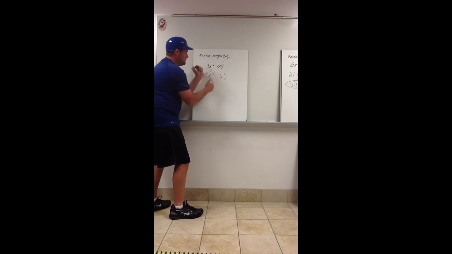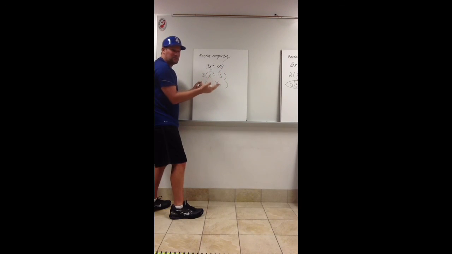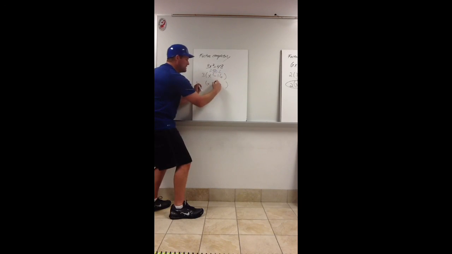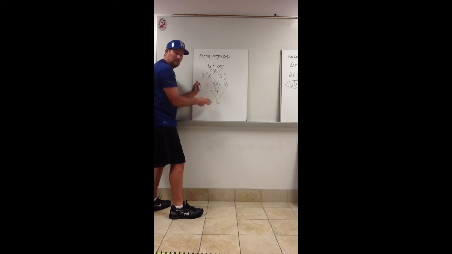First term's x squared. It's got to be x and x. Last term 16 could be 8 and 2, 16 and 1. But by inspection, I don't have a middle term. If I don't have a middle term, I want these to be identical because in a sense, if there is no middle term, I want these guys to basically get rid of each other. Now to do that, let one be negative and one be positive, and that should get rid of that middle term, and we're done.